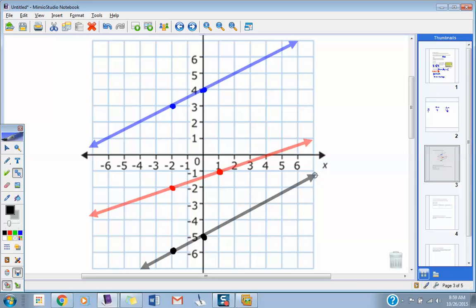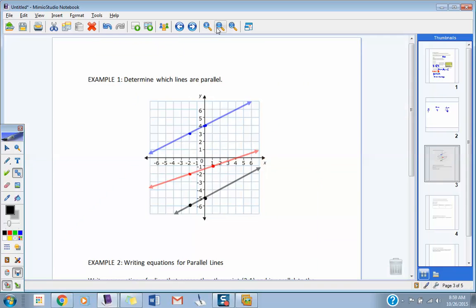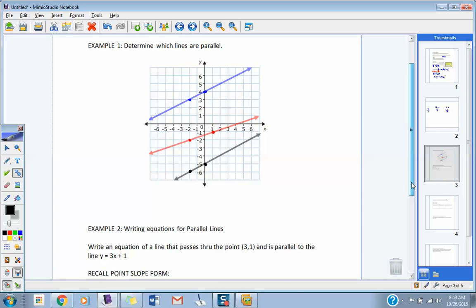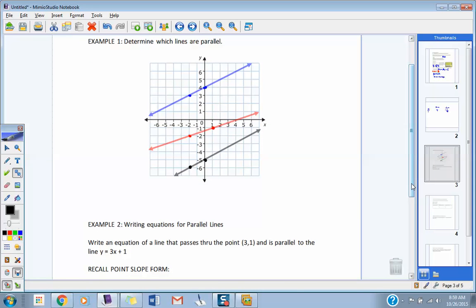Anybody need more time getting those three lines drawn? Okay, I'm going to zoom this back down. Guys, I'm going to call this the blue line, the red line, and the black line. I think I'll call this line A. Call this line B here in the red. Line C. And black, okay? Guys, just those three lines.